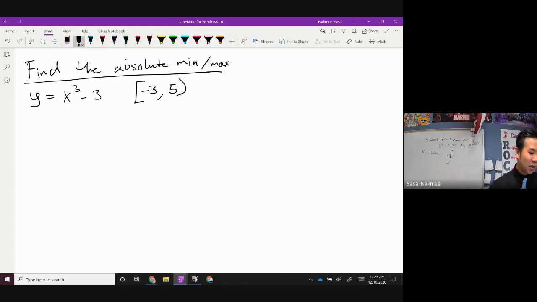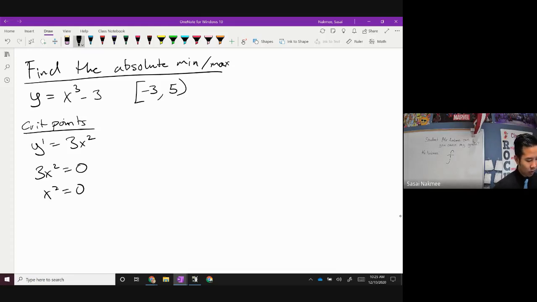All right. So when you're looking for this, the first thing you want to do is find your possible max and mins at your critical points. So you want to take the derivative of this function and find the critical points. That happens when you take the derivative, which in this case is 3x squared, and set it equal to 0. So 3x squared equals 0 when x squared is equal to 0. Don't forget plus or minus, but plus or minus 0 is still just 0. That's your critical point. Now, is that your max or your min?